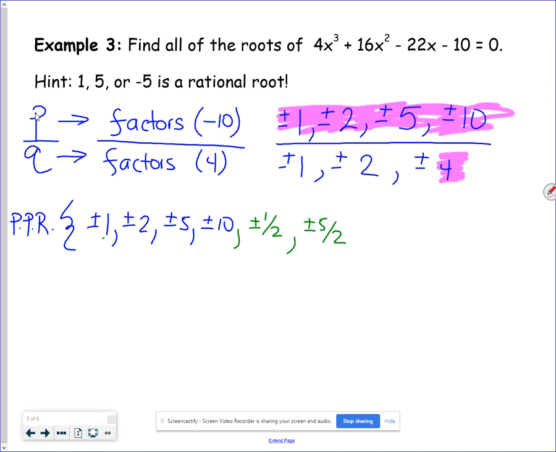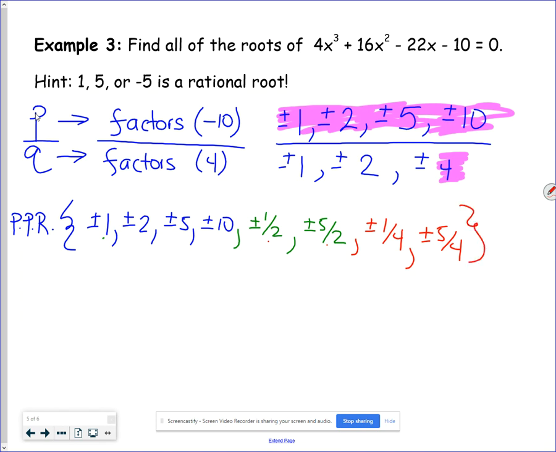So 1 over 4 is 1/4. That's a new one. 2 over 4 reduces down to 1/2. We have that on here. 5 over 4 is a new one. And then 10 over 4 reduces down to 5/2. And we have that there. So here's our list.